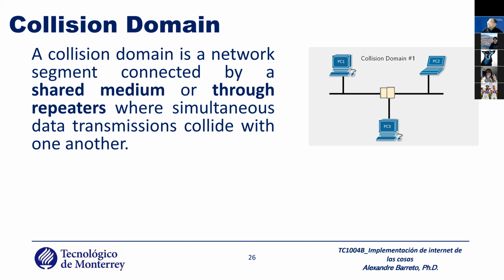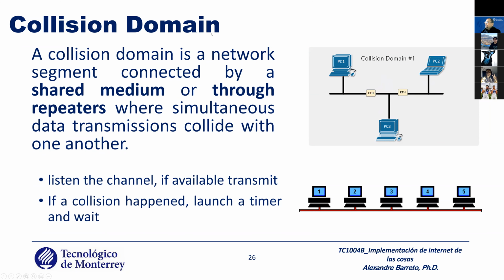I need to explain the collision domain better. A collision domain is a network segment connected by a shared media or through repeaters where simultaneous data transmissions collide with one another. Remember the case about the dark room, where you have three persons that need to talk, okay. Every time two guys talk at the same time, you have a collision, and you lose everything that is in the channel.